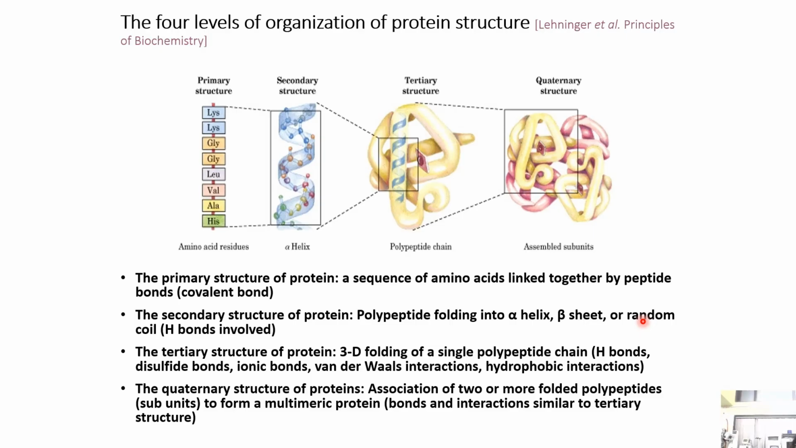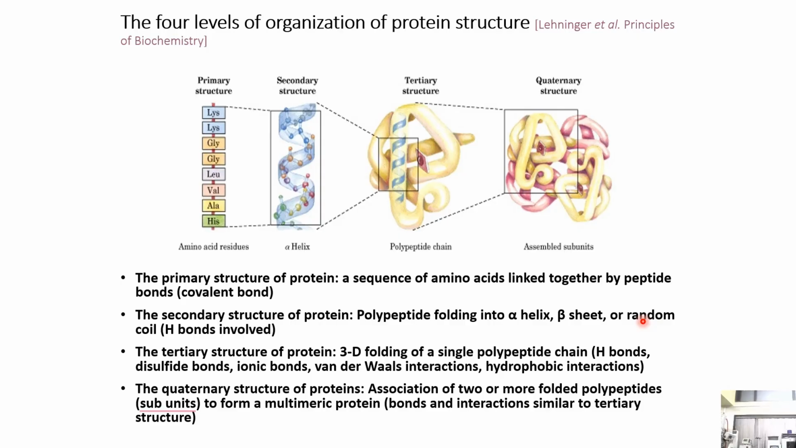Now, what are the four levels of organization of protein structure? The primary structure of a protein is obviously a sequence of amino acids linked together by peptide bonds, right? The covalent bonds, the amide linkage. Then we have the secondary structure of protein, polypeptide folding into alpha helix, beta sheet, or random coil. H bonds, or hydrogen bonds, are involved.